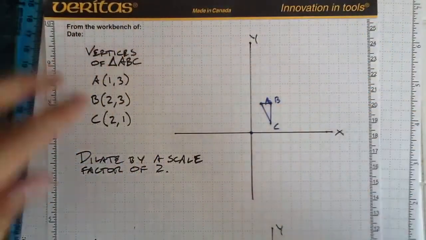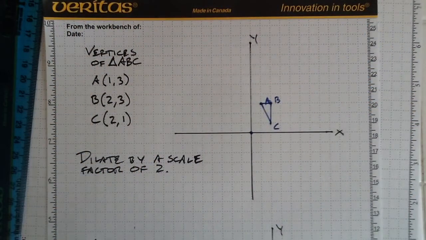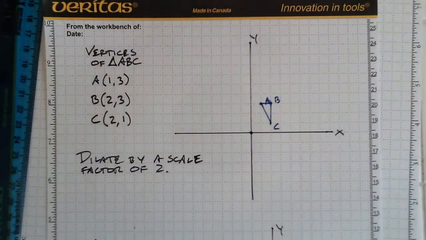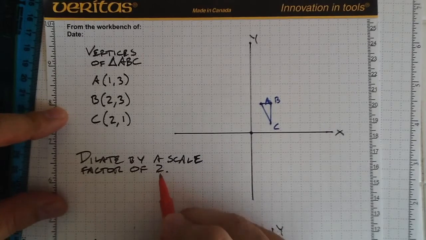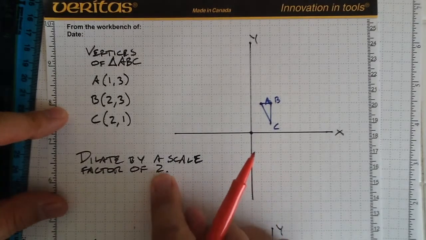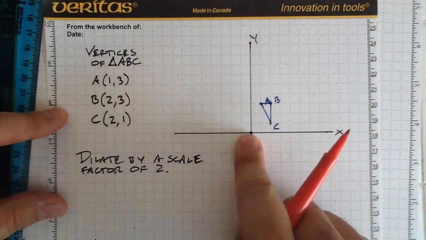And so what we're going to do is a dilation by a scale factor of 2. Now, first off, what that tells me is that since this is larger than 1, it means we're doing an enlargement. In other words, scale factor of 2 means we're going to make this twice as big with respect to the origin.